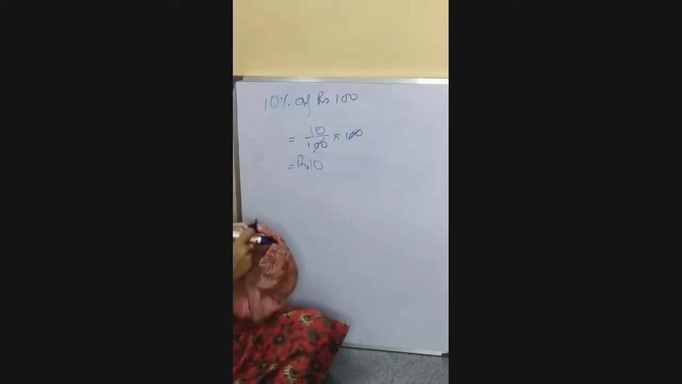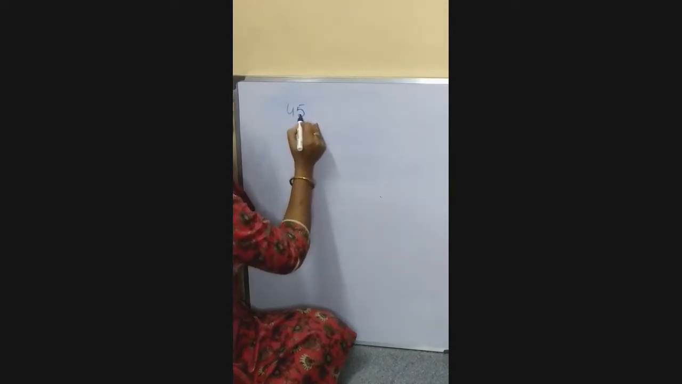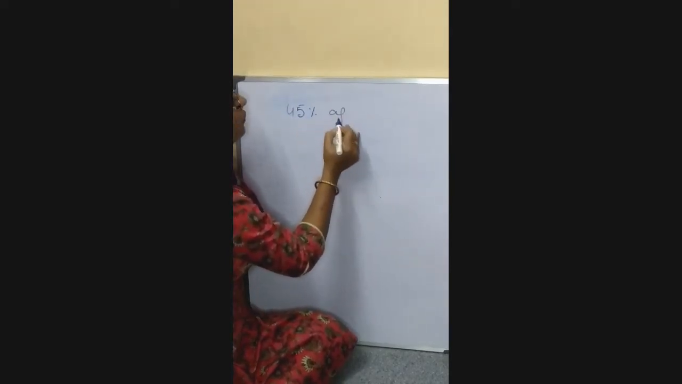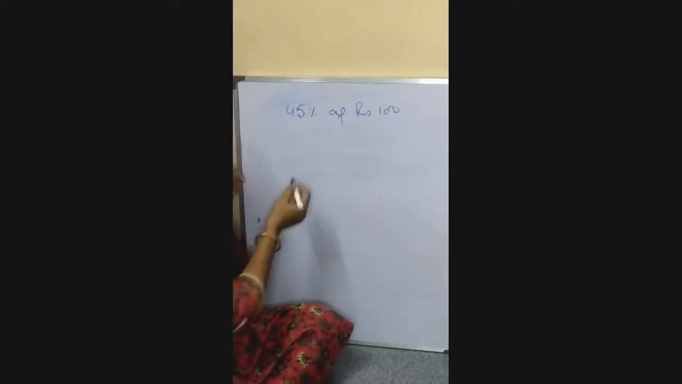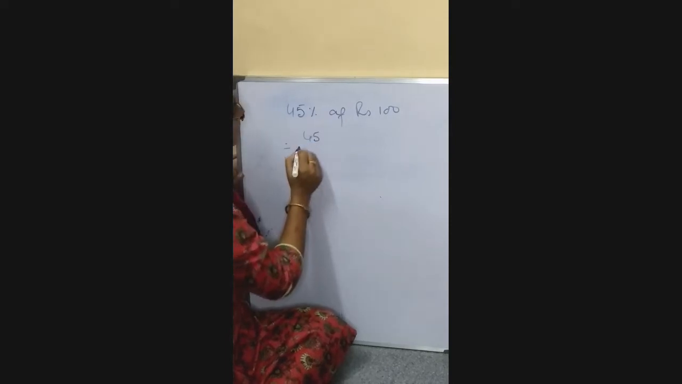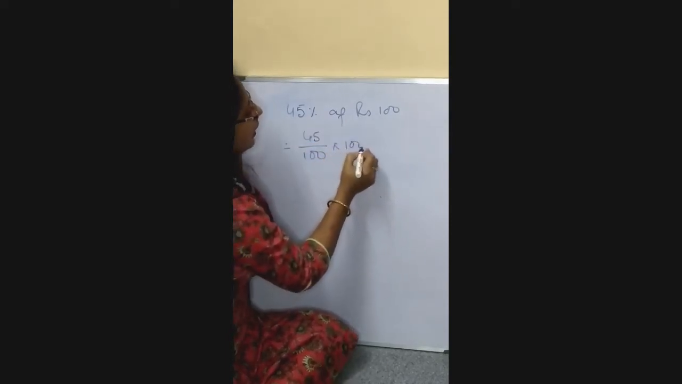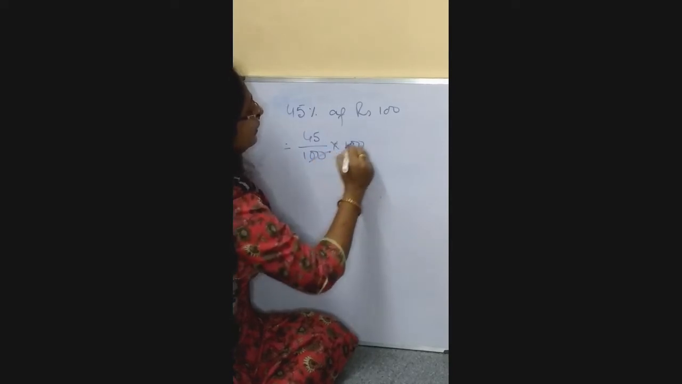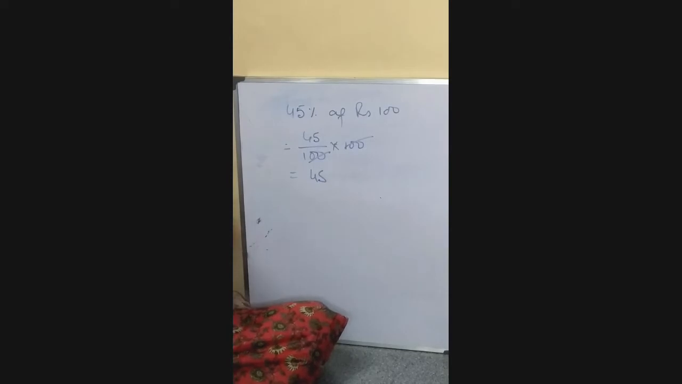If the other question is 45% of ₹100, then we find out this by this, 45. The percentage sign means the denominator is 100, and it is 100. That is 100 cut, that is 45. Okay.